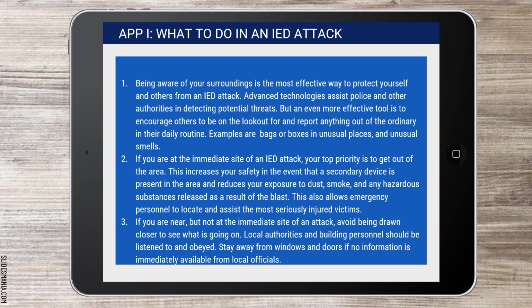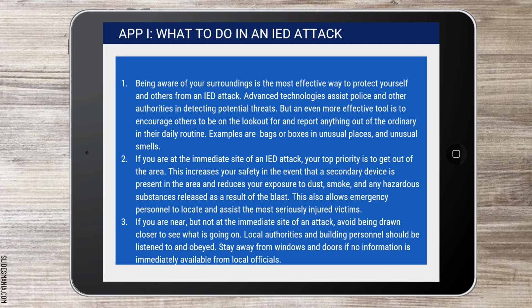Next, if you are at the immediate site of the IED attack, your top priority must be to get out of that area. This will increase your safety, and most times there will be a secondary device present in that area. So by doing so, you will reduce your exposure to that dust, that smoke, or any hazardous substances that could result from the IED blast.